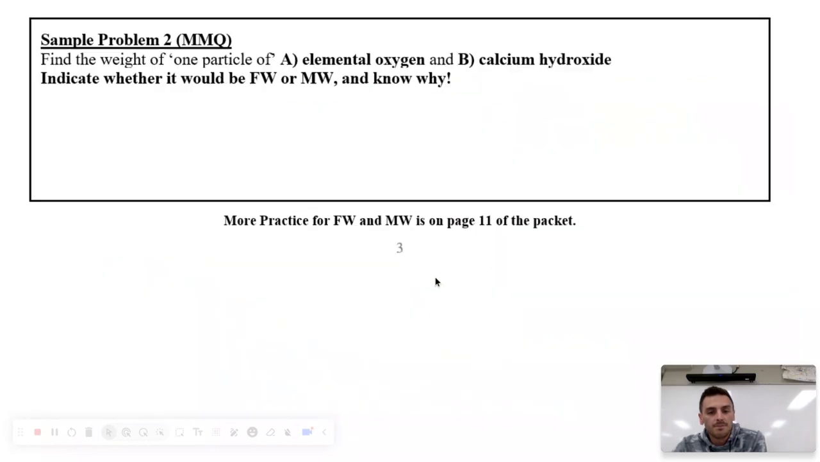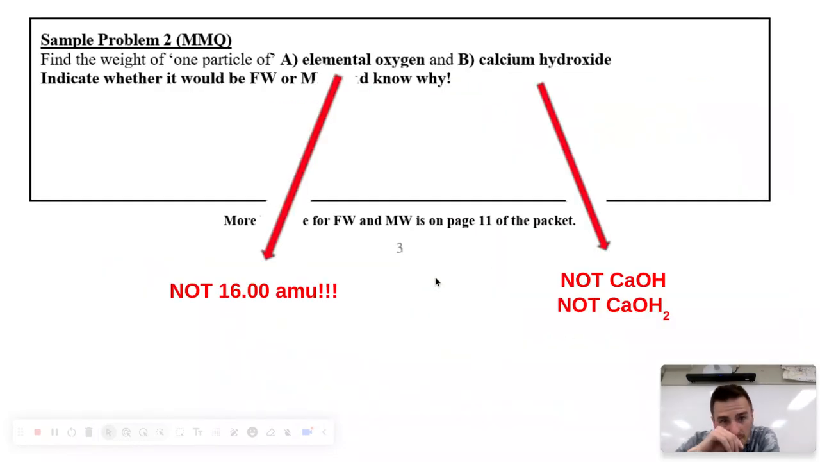With that being said, I'm not going to do sample problem number 2 with you. I will just say they're MMQs, which are most missed questions, what kids really miss a lot. Oxygen is not 16 AMUs. You should all remember that, and maybe turn and tell someone right now. That's because it's elemental oxygen, and we should know from our bonding chapter that it would never just be O. That's all I'll leave you with.